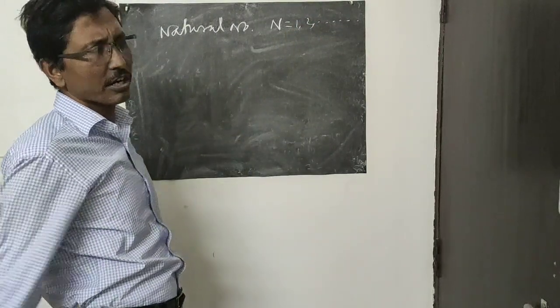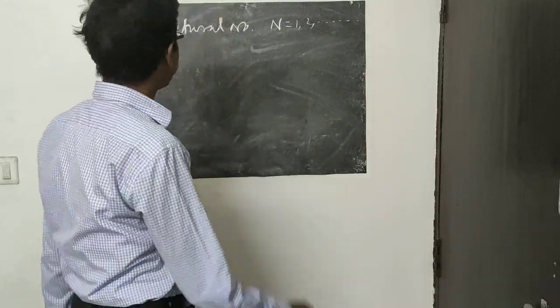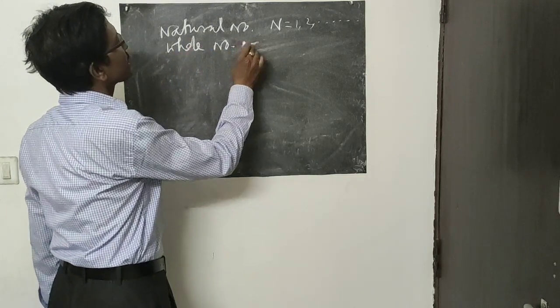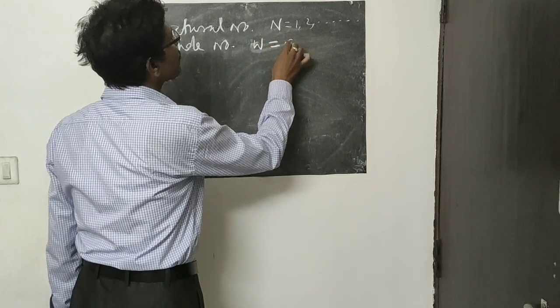But with this natural number, if you add the 0 also, then you will get the whole number. Whole number will also be denoted by capital W. That will be starting from what? 0.